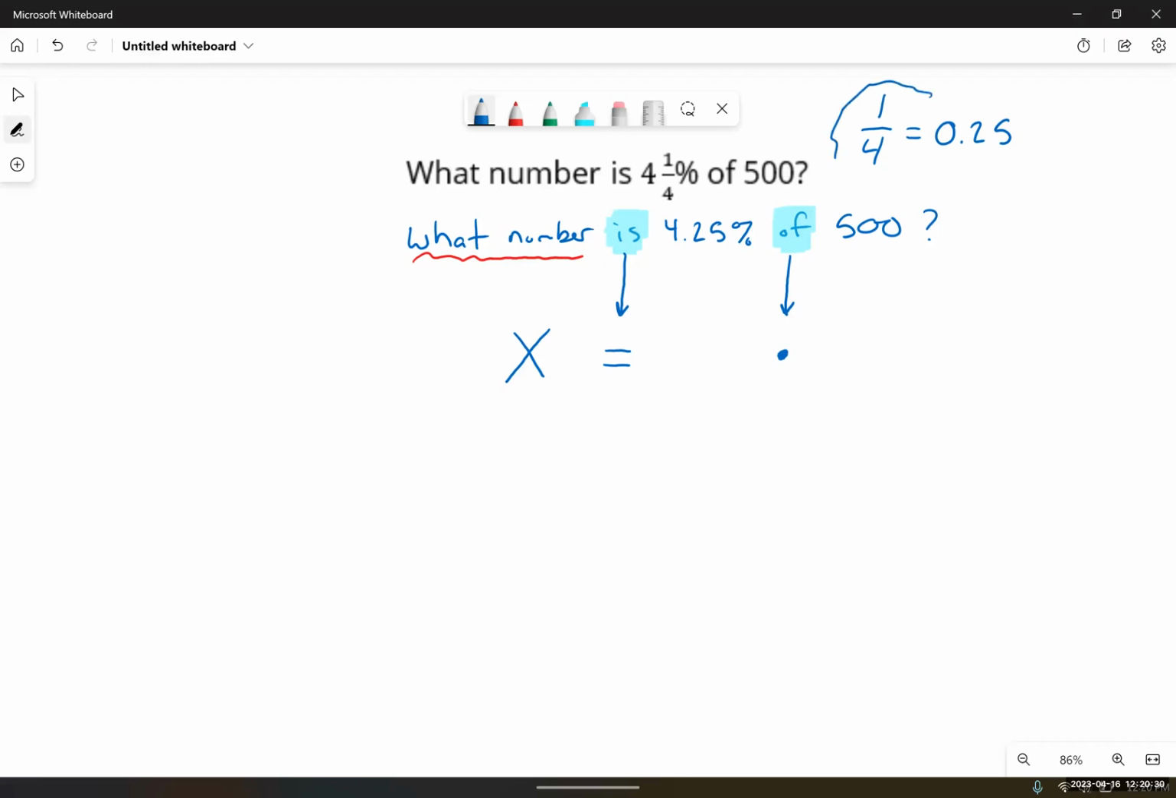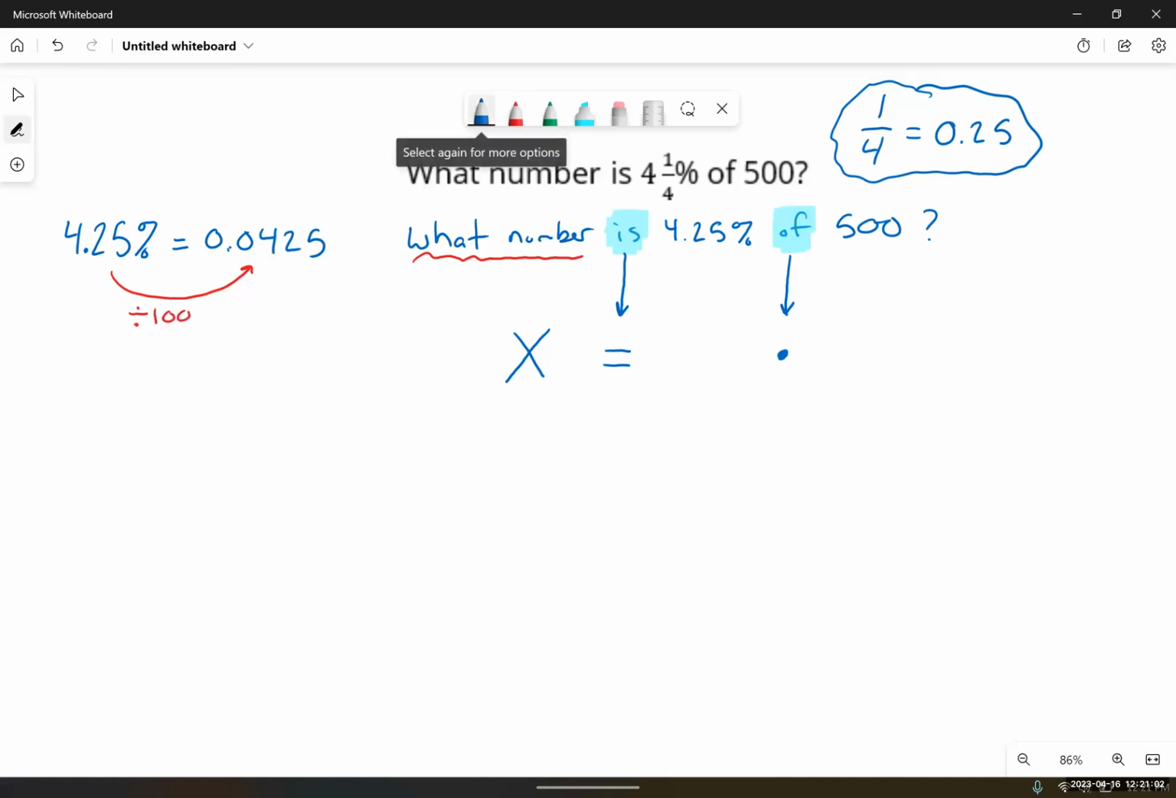4.25%? Okay, so we did this conversion off to the side. A percentage is not a number, so we can't put 4.25 into our equation. We have to convert that to a decimal. So 4.25% equals 0.0425. And how do we get that? To go from percent to decimal, we divide by 100.